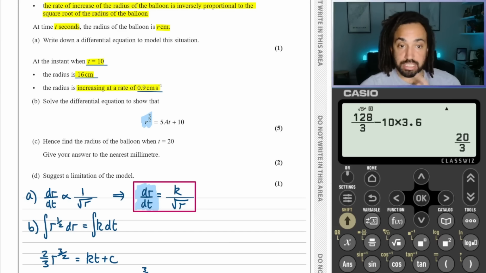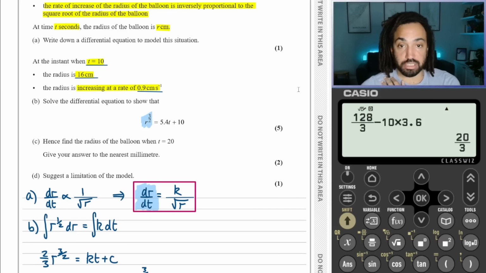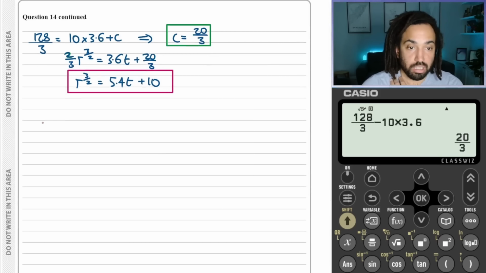So part C says, hence find the radius of the balloon when t is equal to 20. Give your answer to the nearest millimetre. Millimetre, that's cheeky because we're in centimetres here. As you can see, I've highlighted centimetres. Okay, so we just need to sub in t is equal to 20 and solve for r.